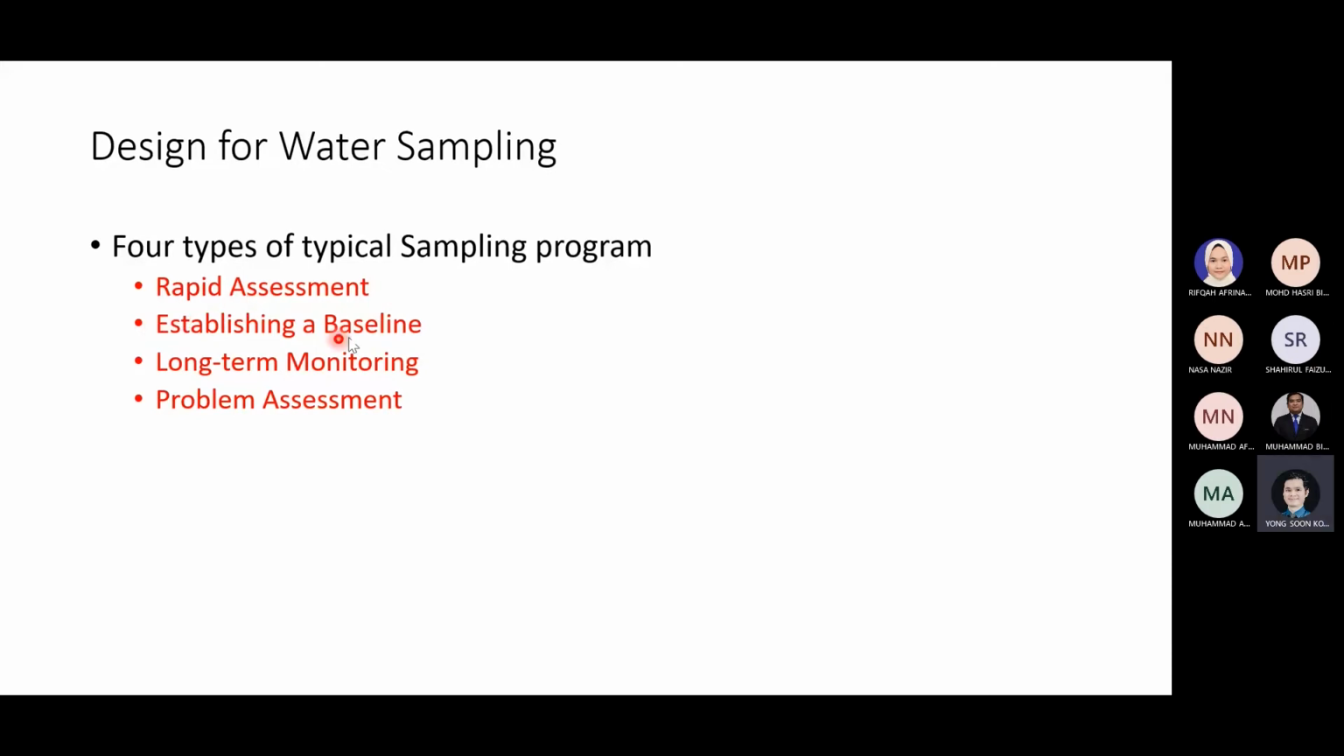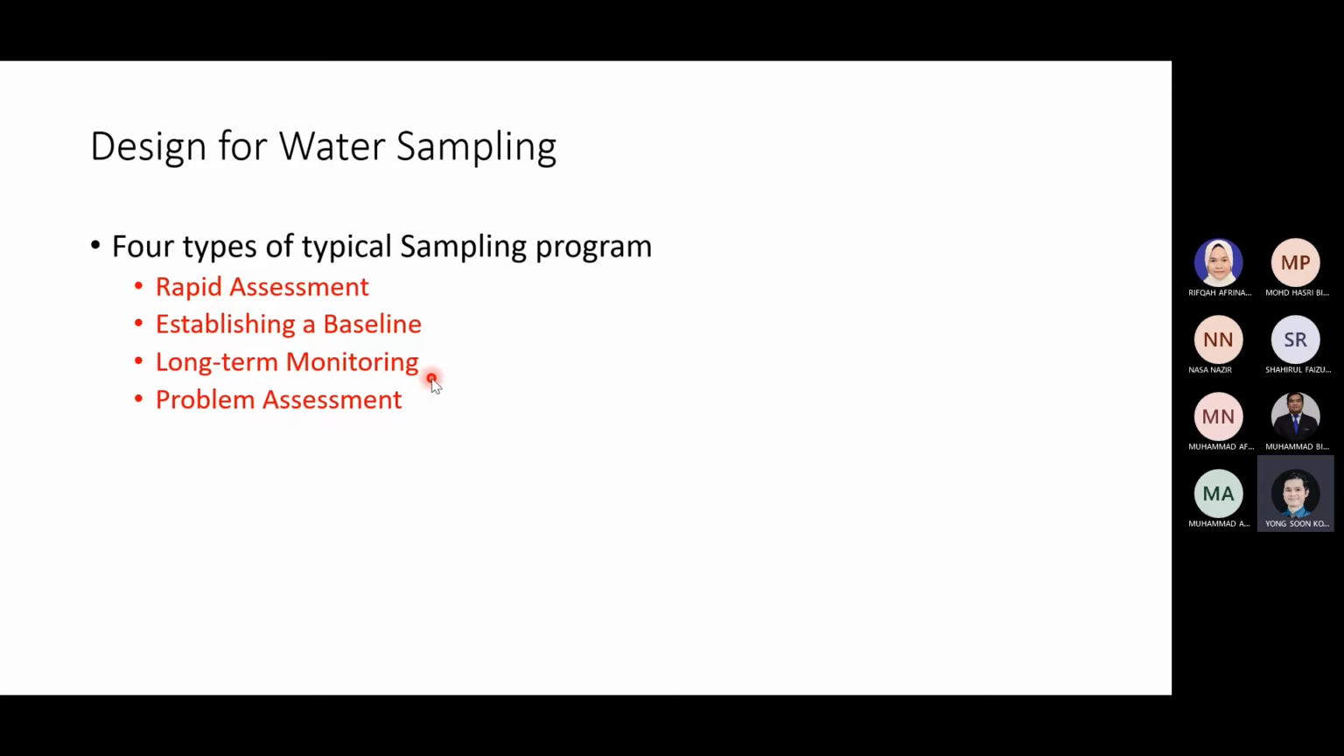The other one is establishing a baseline. So when there is no incident of pollutants, but just before you go into a monitoring program, you want to know the existing level of water quality parameters there. It doesn't mean that there is pollution, but you just want to know that this is the baseline level, the natural level of water quality right there. And then perhaps we might proceed to a long-term monitoring program, just like what DOE has been doing.